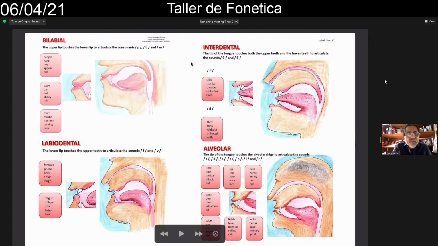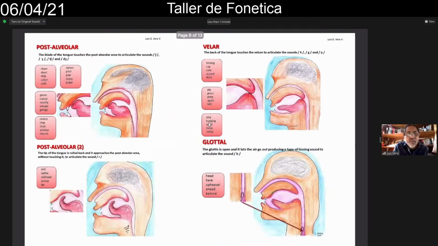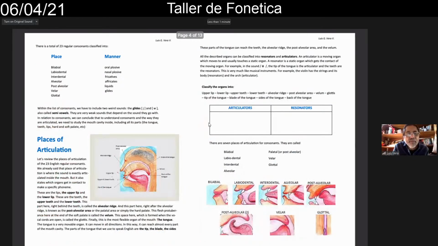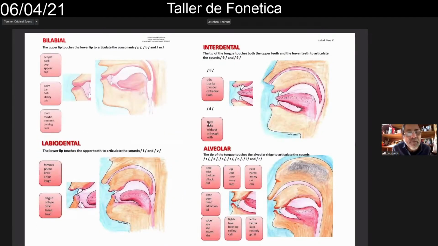Bilabial dice, por ejemplo... ¿Se puede agrandar esto, no? ¿Se ve bien o no? Sí, dice bilabial. Está bilabial, labiodental, interdental, alveolar, postalveolar, velar y glottal. Ahí están todos, ¿ya? Pero vamos a partir por el primero, porque es bilabial.